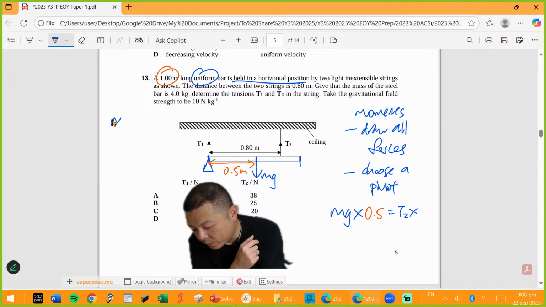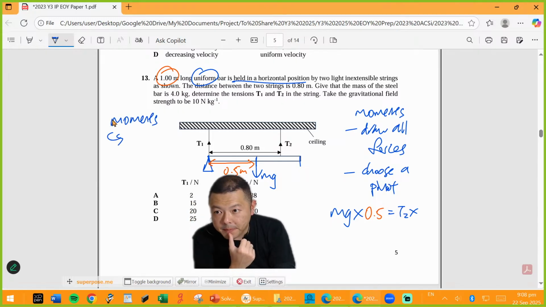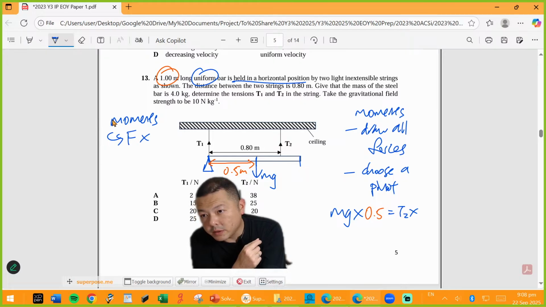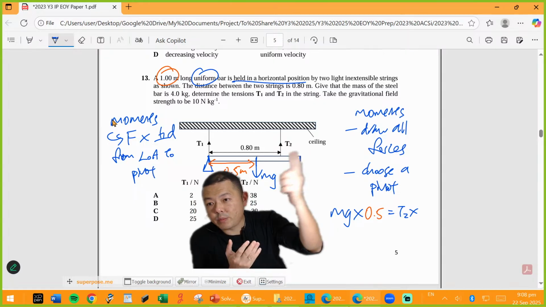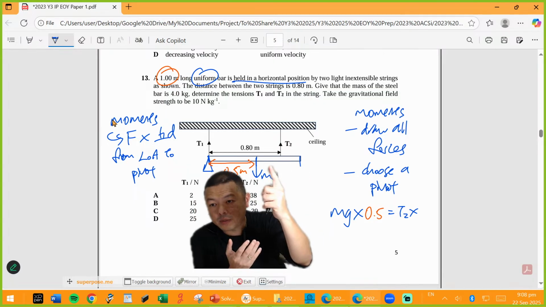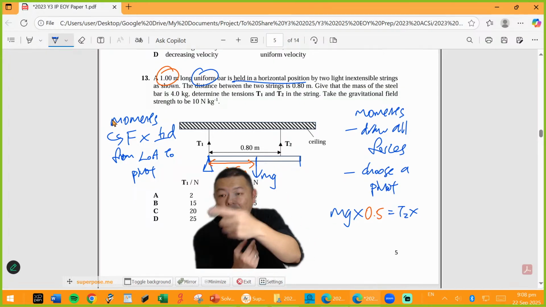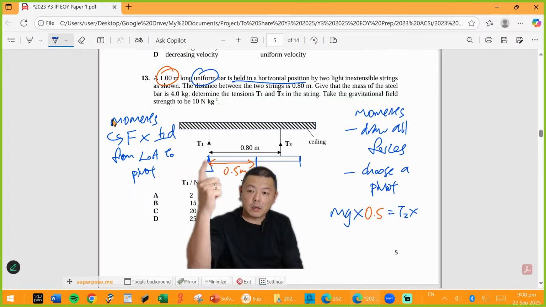You want to go read out what is the definition of moments again? One more time. Moments is force multiplied by perpendicular distance from line of action to pivot, right? To the pivot. Why do you take 0.3? 0.3 is to the middle here, to the mg. That's not the pivot. You chose the pivot to be here. I asked you which pivot you want. You told me T1. So we take this as a pivot. You get what I'm saying?